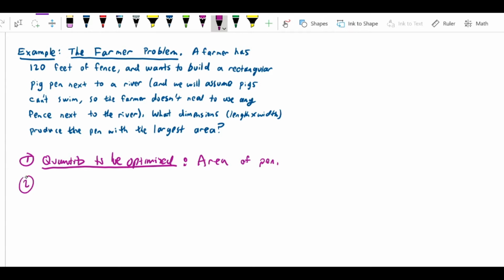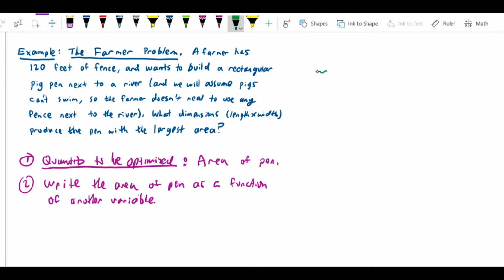Now that we know what the quantity to be optimized is, what we want to do is write the area of the pen as a function of another variable. This is, of course, where people are going to get stuck: what is the other variable in the problem? I think it becomes apparent once you draw a picture.